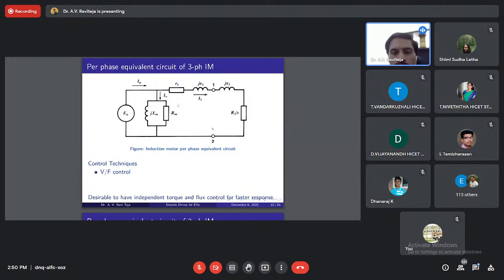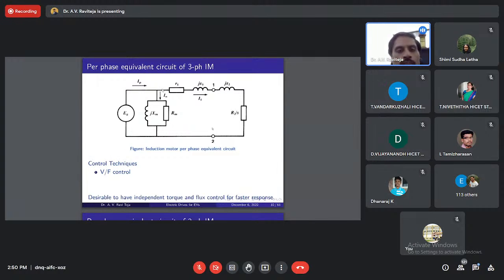Right? So in this, if you observe, I have RM, jXM. These are the magnetizing branch resistance and inductance, and R1, R2 are the resistances of the winding, jX1, jX2 are the leakage inductances, and this is the air gap power, from which if I remove the rotor copper loss, it will be the output power. Okay. So this is the basic equivalent circuit of a three-phase induction motor.